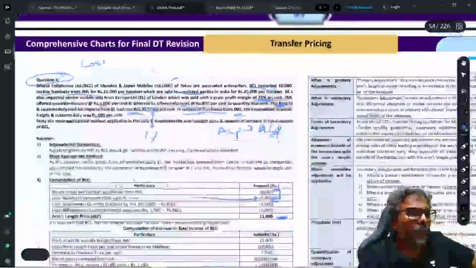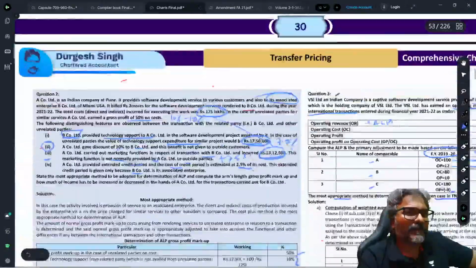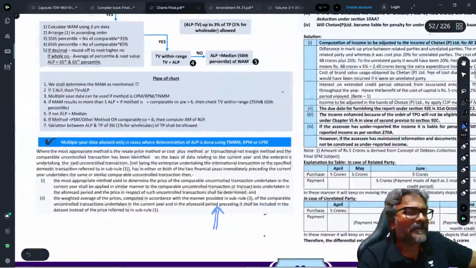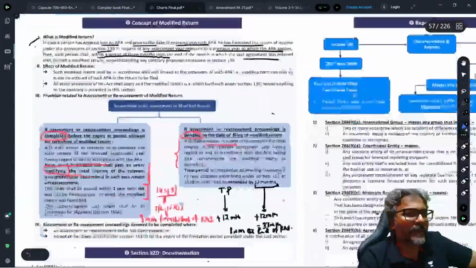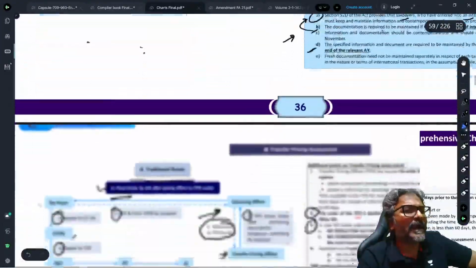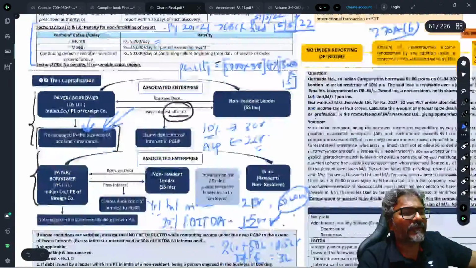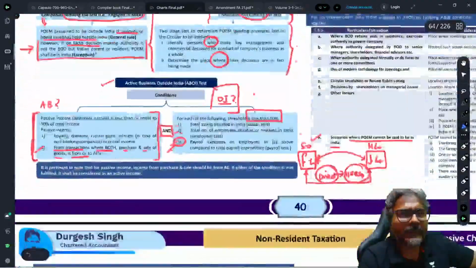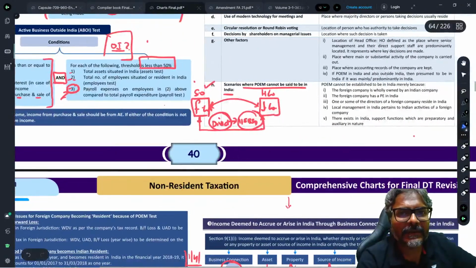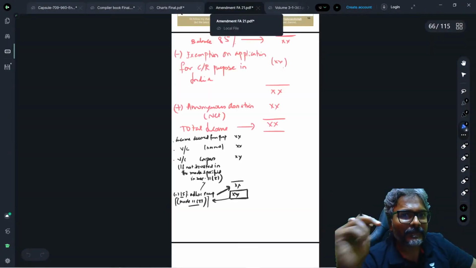So these are the two particular methods which I consider to be extremely important. And the last method, students, is the transaction net margin method. You will look into it at your end. The TNMM method, as per the explanation which I have given, you should just ensure to wrap it up, and that should be all. With that, now students, we enter into the amendment part.